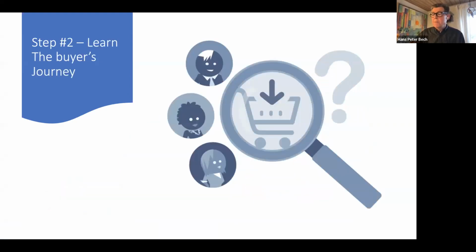Step number two, learn how your potential customers buy. Now, customers obviously don't buy exactly the same way, but still there are always some processes that are generic. The first process is what we call the buyer's journey. And a segment of the buyer's journey is the actual purchase process. So let me give you an example.